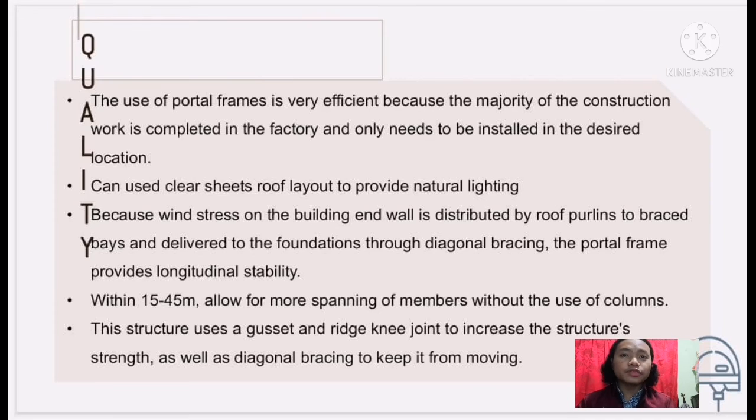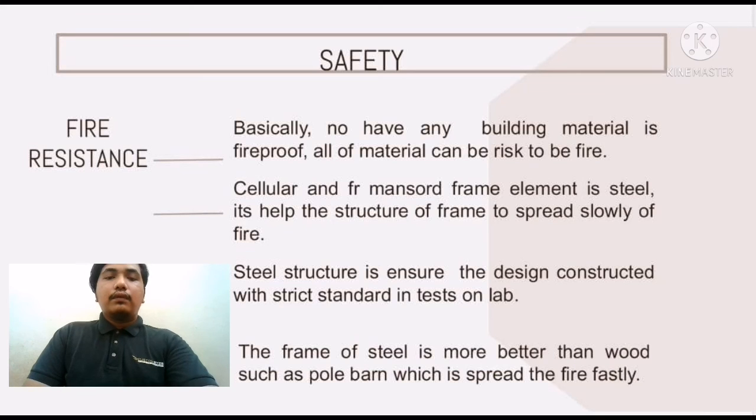The use of portal frame is very efficient because the majority of the construction work is completed in the factory and only needs to be installed at the location. It can use a clear sheet roof to provide natural light, and a span of 15 to 45 meters allows for more spanning of members without the use of columns. The structure uses gussets and rigid knee joints to increase the structure strength, as well as diagonal bracing to keep it from moving. For safety, the frame is fire resistant.